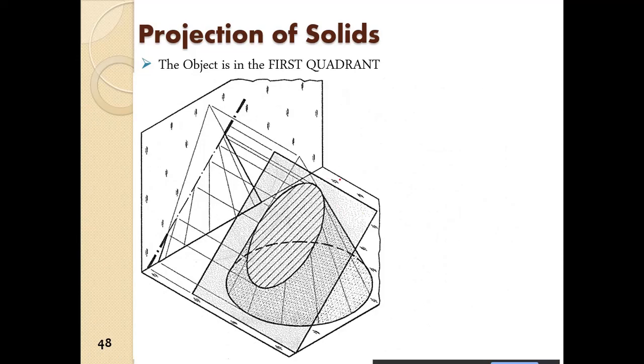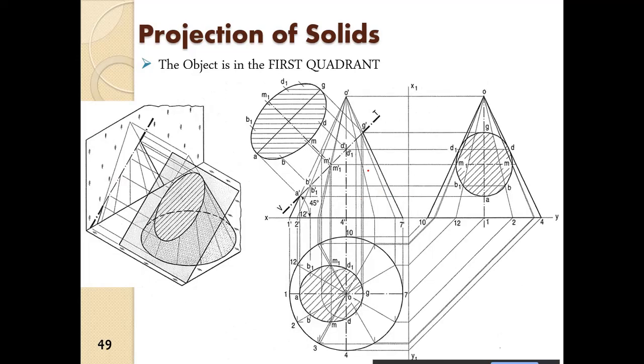So here we have a plane, inclined at a particular angle, and it is intersecting a cone. And we have an ellipse. So here you see we have an ellipse. So the thing is how to draw that. Again, in the same manner here also.